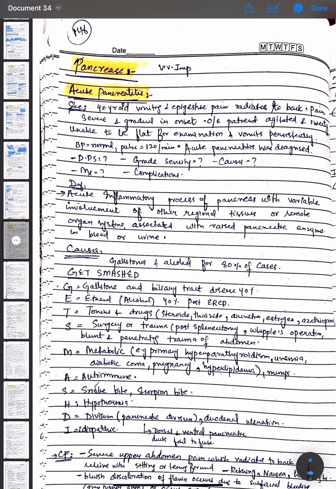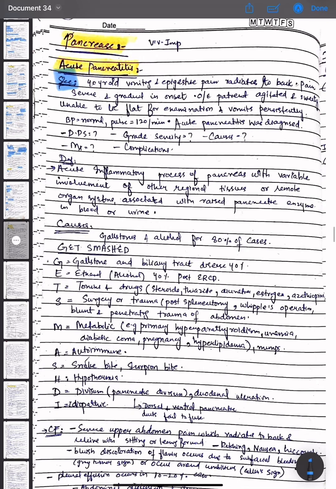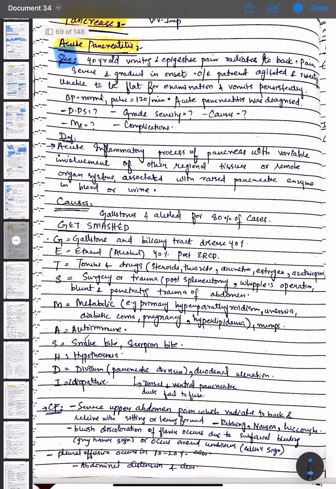We have a scenario: a 40-year-old patient who is vomiting and has epigastric pain radiating to the back. Pain is severe and gradual in onset. On examination, the patient is agitated and sweaty, is unable to lie flat for examination, and vomits persistently. BP is normal, pulse is 120 per minute, and acute pancreatitis was diagnosed. What are the differential diagnoses? What is the grade of severity? What are the causes? What is the management? And what are the complications?